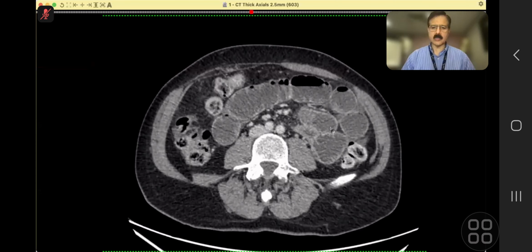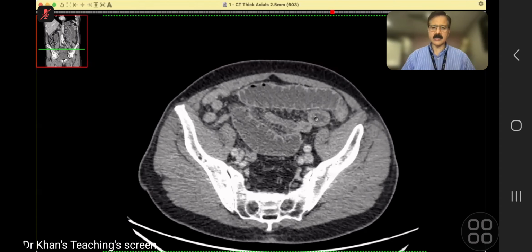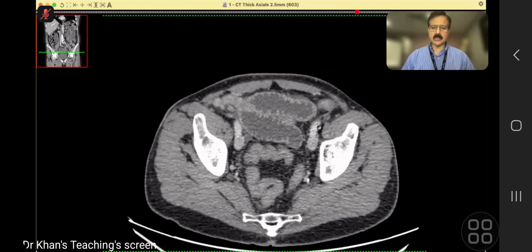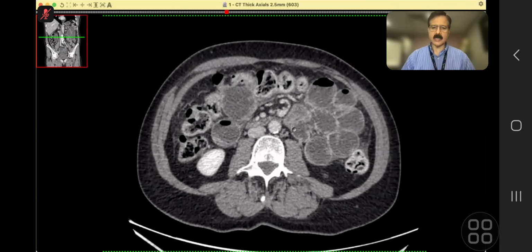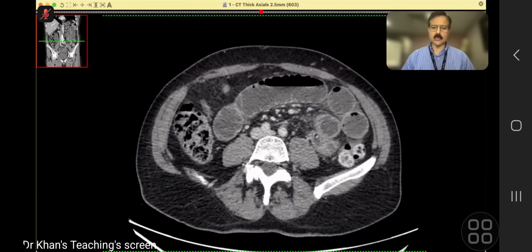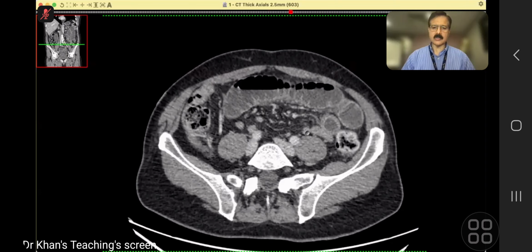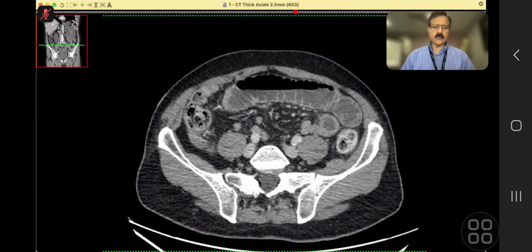So I'm going proximal, and where my mouse is, these loops are all dilated. Now let's go to distal. And when you go to distal, this is the loop, and then where my mouse is, you can see the distal loops where it turns on itself, and look, all of them are collapsed.